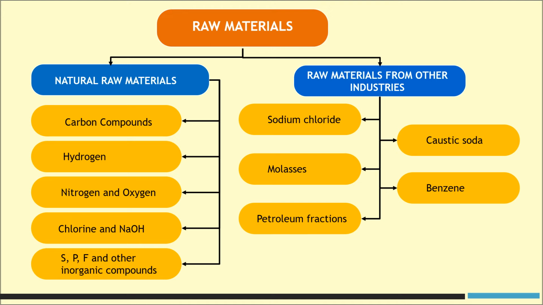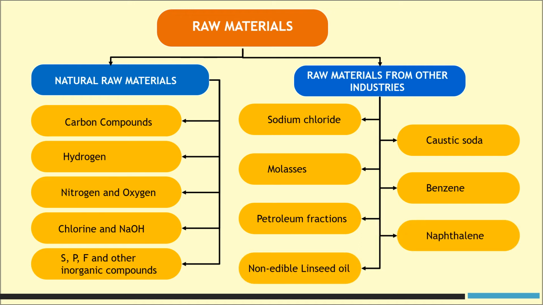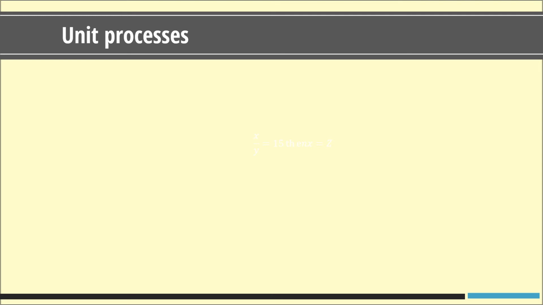Then we have petroleum fractions. These are the raw materials used in the manufacture of polymer products such as plastic, synthetic fibers and rubber. We can have naphthalene from the petroleum products, and non-edible linseed oil. This is also a cheaper raw material for the soap industry. Let us consider what is unit process.